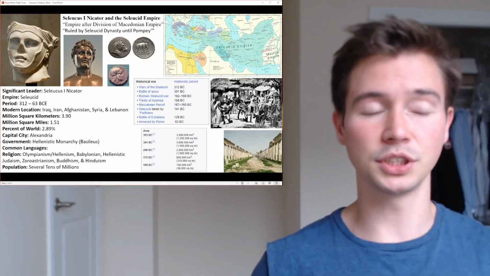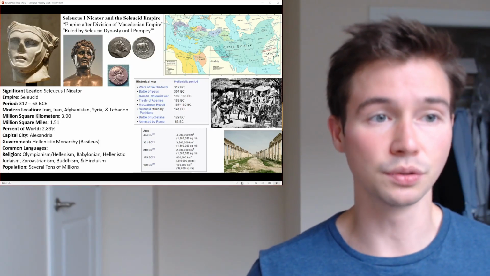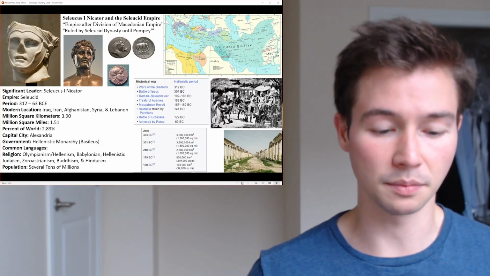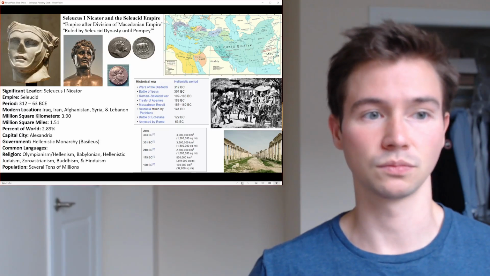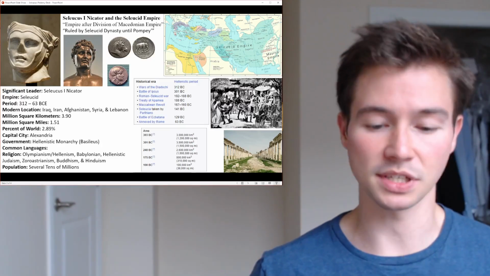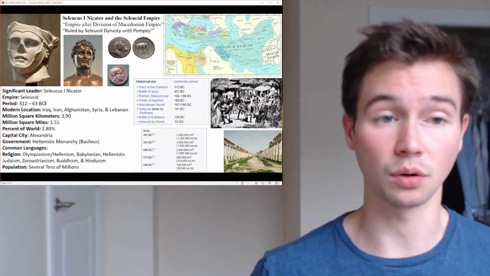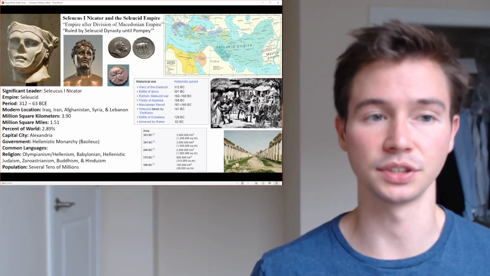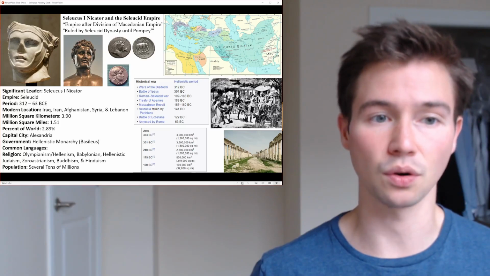In terms of images, in the top left we have a sculpture of Seleucus I Nicator. To the right we have an image of him as well, as we can see, quite handsome, one might say. To the right we have some coins with some of the symbols. The symbols of the Seleucid monarchy were a horned horse, an elephant, and an anchor. Below that we have a coin with Seleucus I Nicator on it.